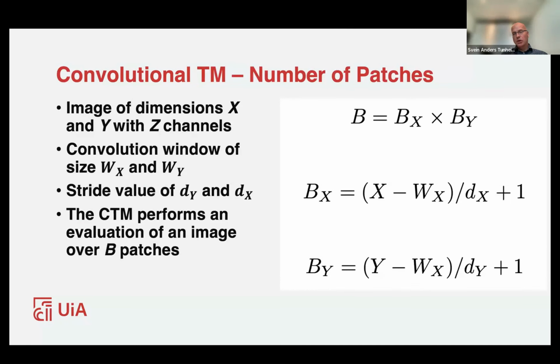So how many patches per image do we need to process? All this is based on the original coalesced Tsetlin machine paper by Ole and others. We consider an image of dimensions X and Y and with C channels. Then we have a convolution window with these dimensions and stride values. What are the steps of the convolution window? And then the convolutional coalesced Tsetlin machine performs an evaluation over B patches given by these expressions.